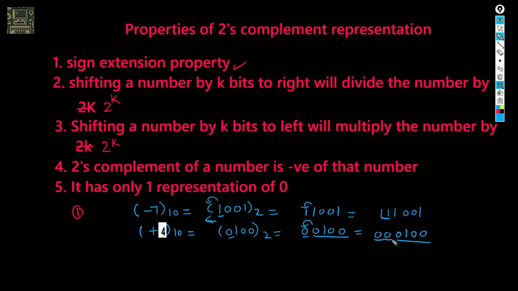So here I am repeating two times, here I am repeating only one time. Still the value of the number is plus 7 in 2's complement representation. So I can repeat the sign bit towards the left any number of bits. This is actually known as the sign extension property of that number. Now we will see another property, which is the representation of 0.